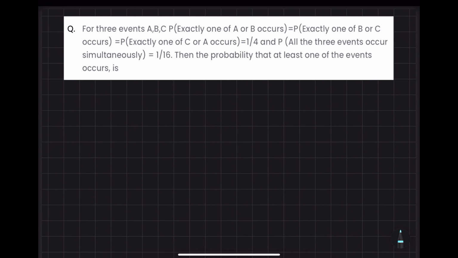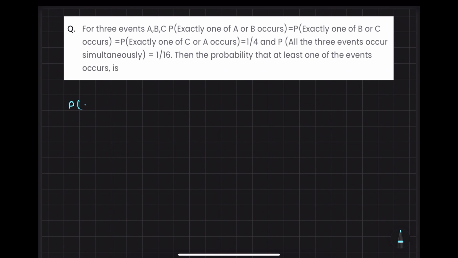So, we got a wholesome new problem which says: for three events A, B, and C, the probability of exactly one of A or B occurring is p. This is equal to the probability that exactly one of B or C occurs, which is equal to the probability that exactly one of A or C occurs, and that is 1 by 4. Now look at this. Let's note down these things.